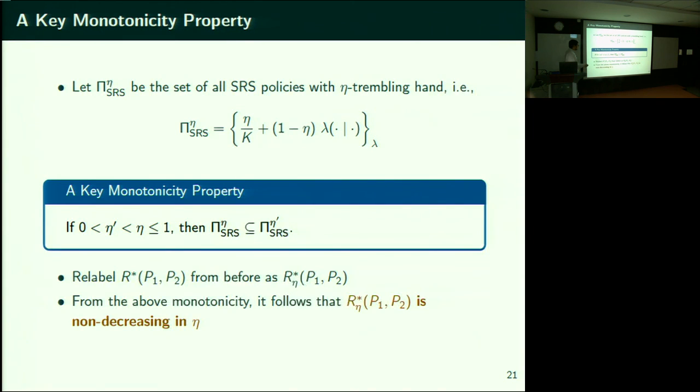Because that R star was actually a supremum over this policy space, all trembled policies with parameter eta, there is some monotonicity here, which is R eta star grows as eta tends to 0. Now, of course, you can tell me, I'll just plug eta equal to 0 in that R star expression, and I'll just treat that as the lower bound. The point is, can you achieve that lower bound?